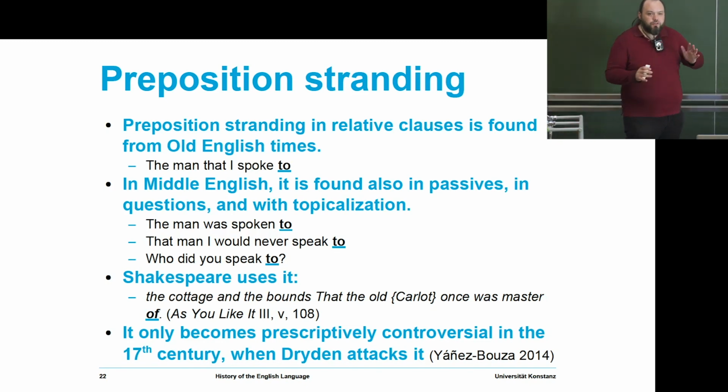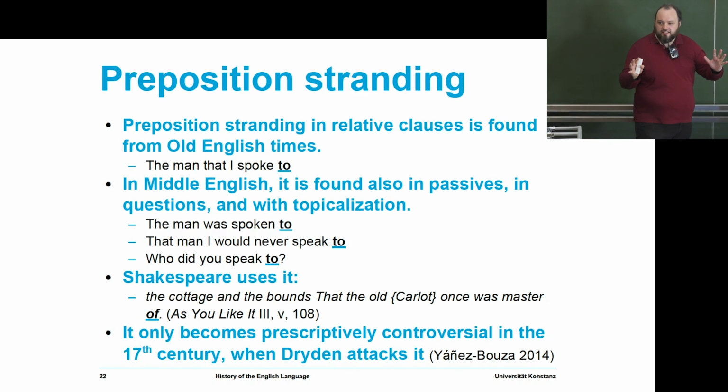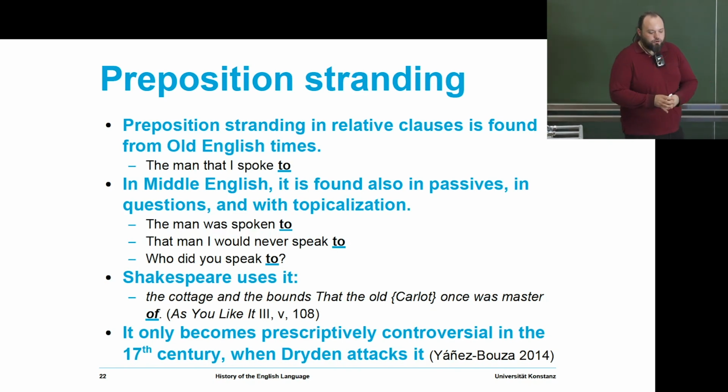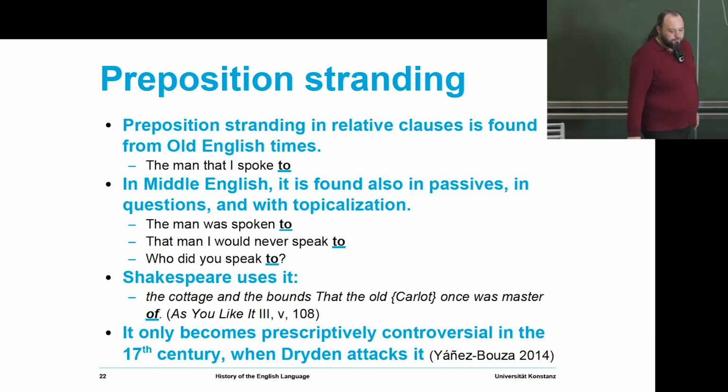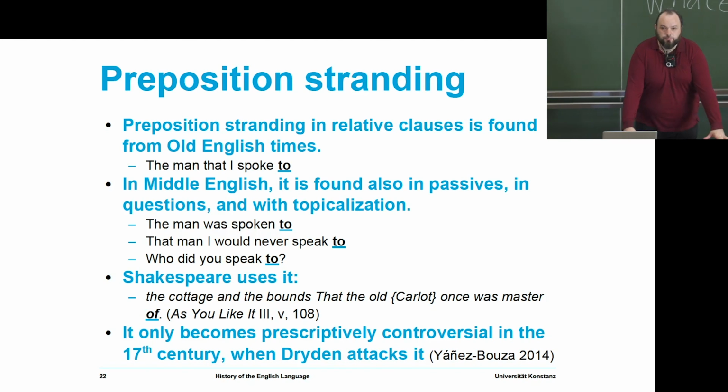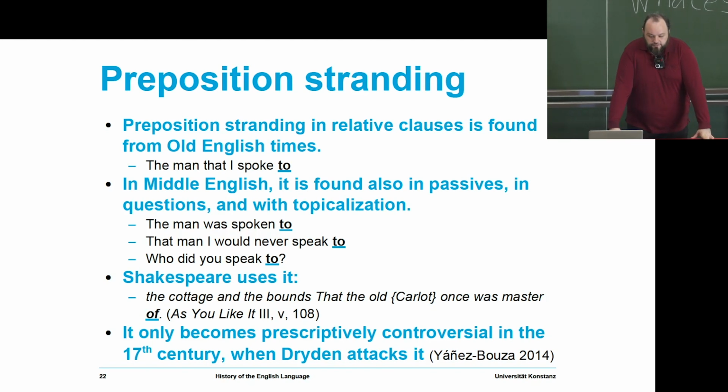In Middle English, we find more preposition stranding. It expands to new environments that it wasn't possible in before, like questions, passives, and topicalizations. So these are examples like the ones here. The man was spoken to is a passive. That man I would never speak to, topicalization. And who did you speak to is a question, a WH question.